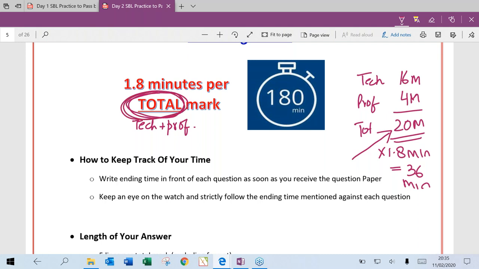The reason why I'm saying total marks is because if you read examiners' articles, these guys suggest spending 2.1 minutes per technical mark. I feel that to score professional marks, you have to spend some time. For example, if you need to draft a report, the report format will take 2 minutes. If you have to draft a presentation slide or a briefing note, all the formats take time. So I prefer allocating marks based on total marks and not technical marks. Okay, so our benchmark is 1.8 minutes per total mark.